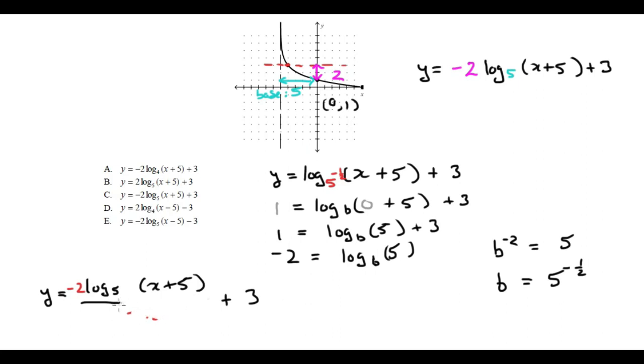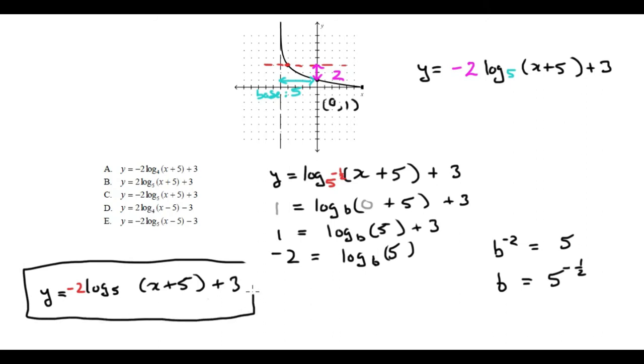So we'll erase all that. It's a little messy, but here's our answer. Here's our alternate method, hopefully giving us the same answer: negative 2 log base 5 of x plus 5 plus 3. Now, which answer is it? We don't want to choose the wrong one after all that work. It looks like it's going to be letter A, but letter C looks so darn close, so better make sure that I didn't pick the wrong one.